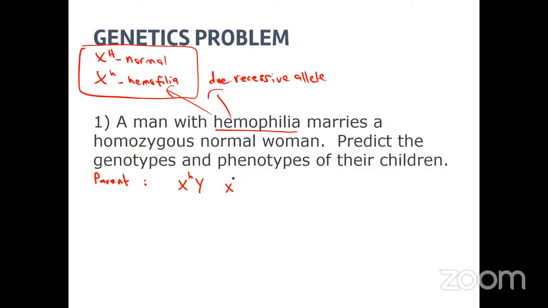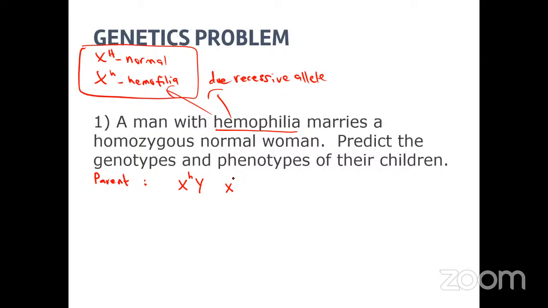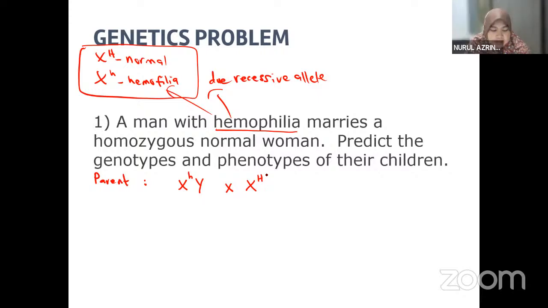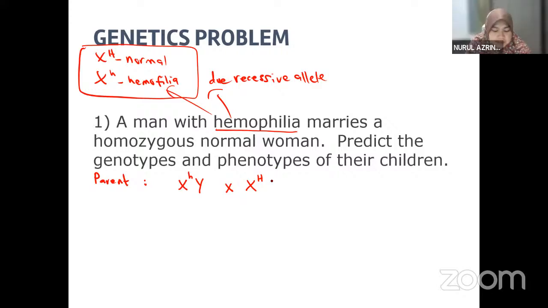Marries with homozygous normal woman. Homozygous normal woman? X H, X H. Capital or small? Capital. Kenapa capital? Sebab dia normal. Very good. Sebab dia cakap homozygous normal. Maknanya this woman have 2 X capital H allele. So parent.